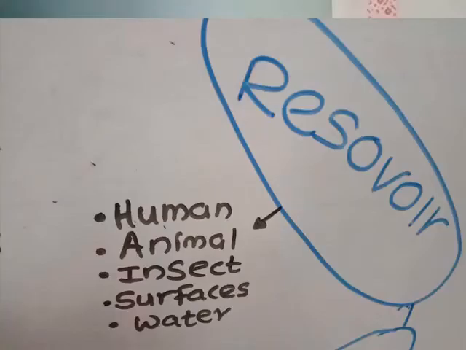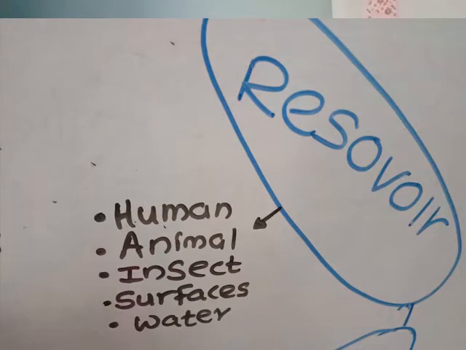For proliferation, the suitable place may be an animal, human, insect or any surface with the necessary facilities, or standing water, which may be the reservoir for a microorganism. Having only such a reservoir, an organism cannot cause an infection in a person.